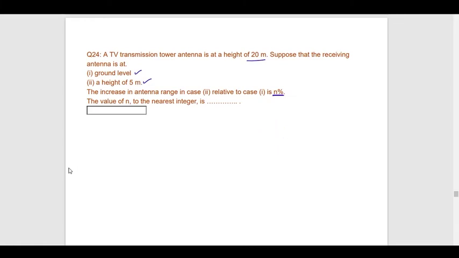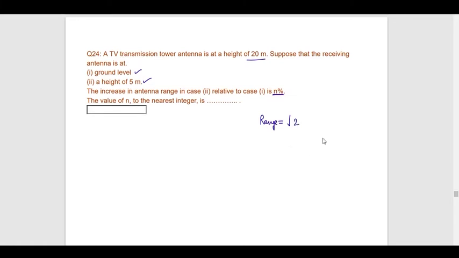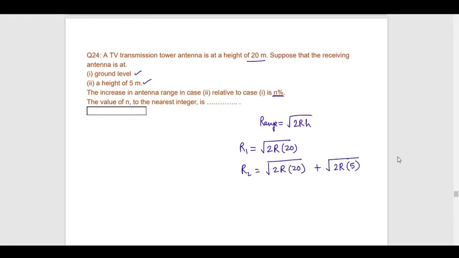We know that the formula for range of TV signal is given by root of 2Rh, R being the radius of earth, h is the height of antenna. In first case the value of range is root 2R times 20. In the second case, the value of range is root 2R times 20 plus the other range due to the height of receiver, that is root 2R times 5. So what is percentage change in the range?